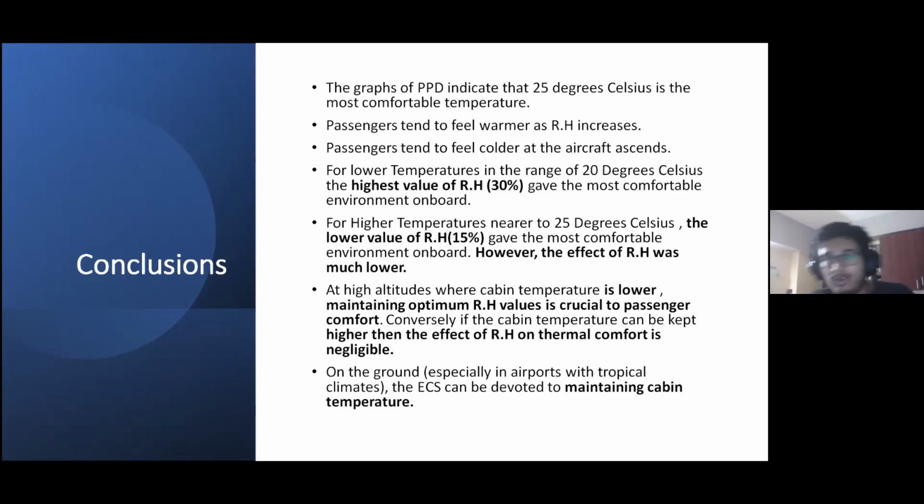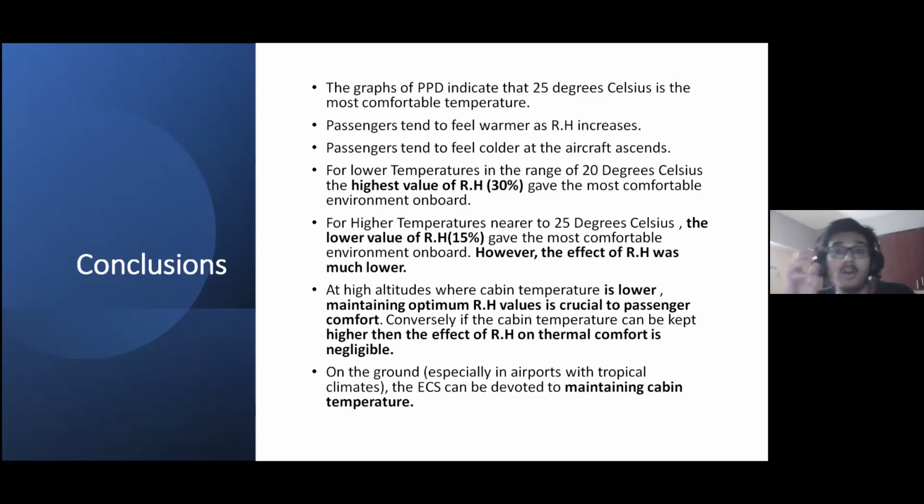And here's one more thing which we found: in all the range of temperatures, passengers tend to feel warmer as the relative humidity increases. So if we have a higher amount of moisture, passengers tend to feel warmer. And one more very important thing is, if you keep the temperature and the humidity constant, then as the aircraft begins to ascend and the pressure inside the cabin begins to drop slightly, passengers tend to feel colder. This we got from the PMV values. And these two points are very crucial points which can help engineers design the ECS of the future.